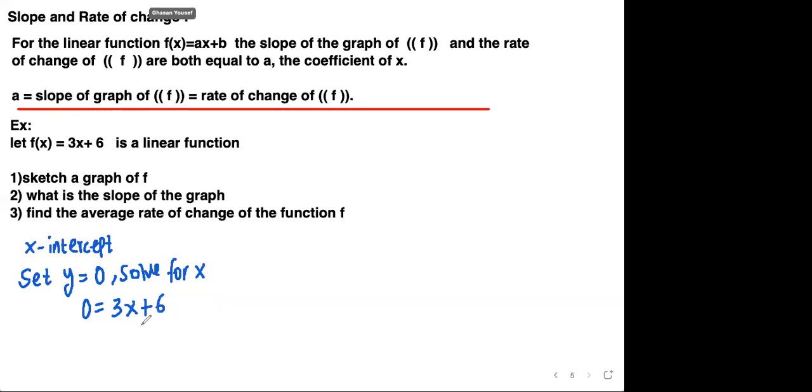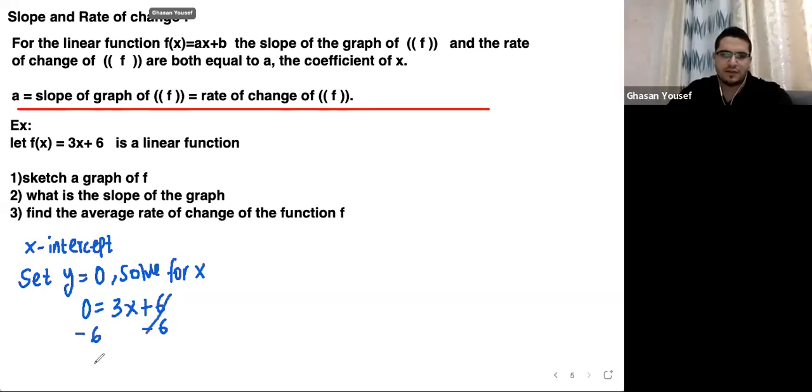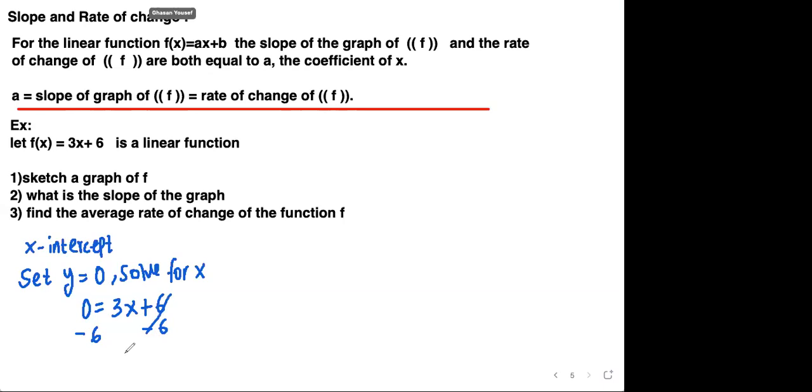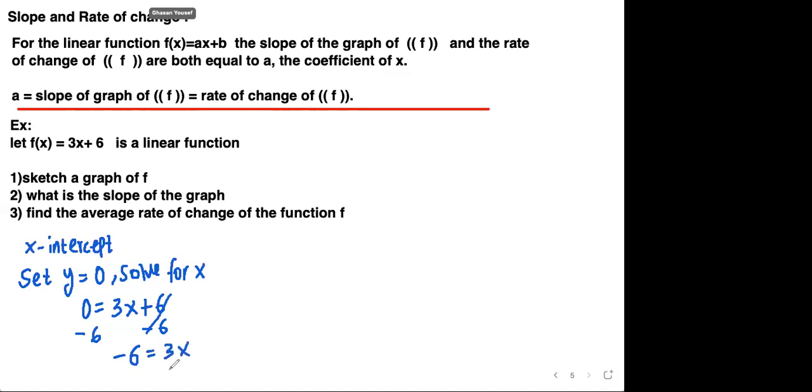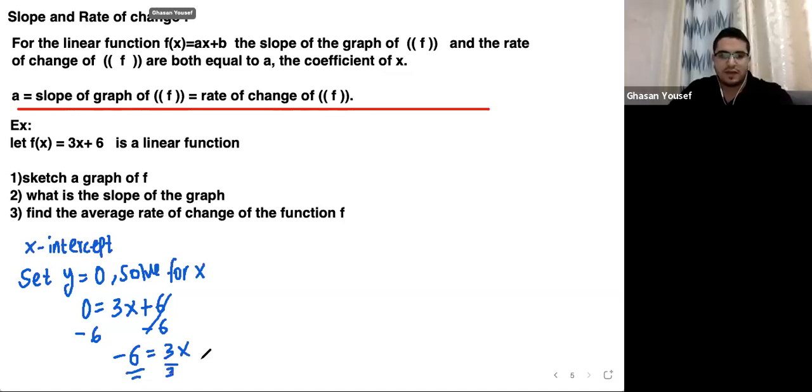So you have to subtract 6 on both sides. Correct. Subtract the 6 from both sides. This cancels out. What do I get now? You get negative 6 equals 3x. Now what should you do? Now you divide by 3 on both sides. I get negative 2 equals x. So my x is now equal to negative 2.